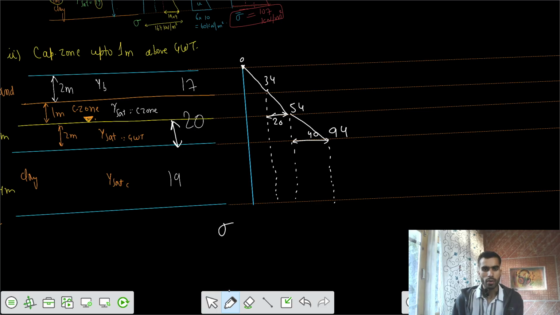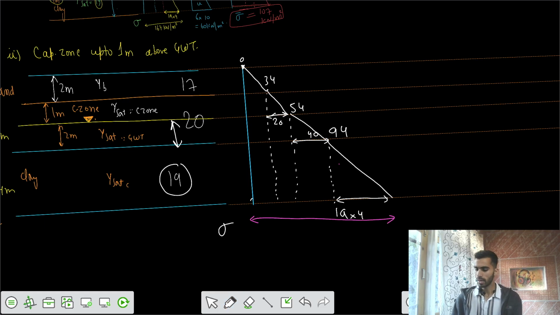After that, we have 94 plus gamma sat for the clay into 4 meters, 19 into 4. So the final value would be somewhere here, and that would be your total stress. So total stress at the bottom is equal to how much? That final value is actually 170. You can check that.